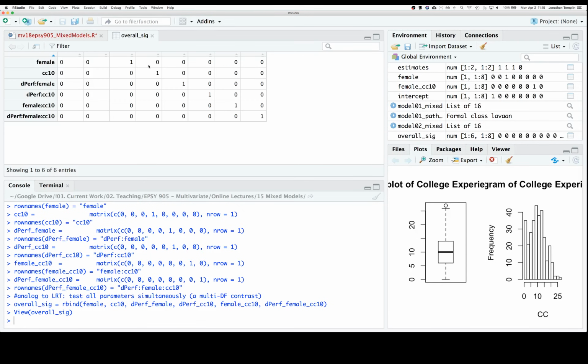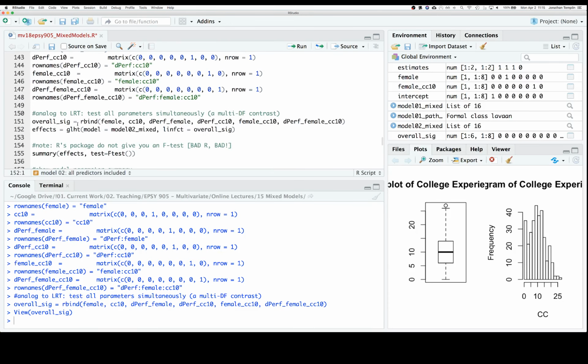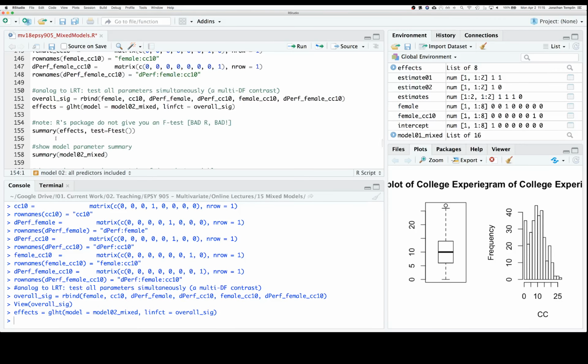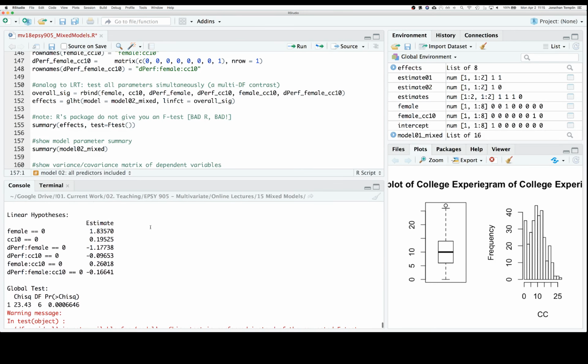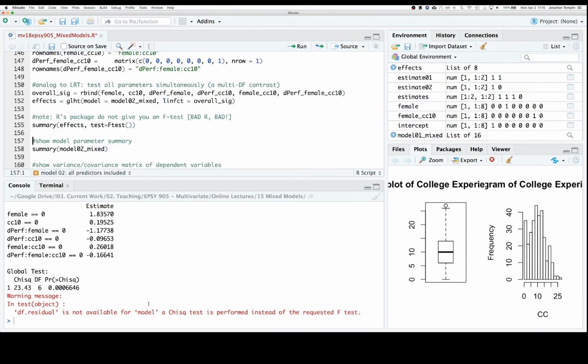This is what the matrix looked like, right? Just a 1 for each of these values. We use the GLHT function again, right here, to get our effects. And now, when we put that into the summary function, we're going to add a new argument where we say test equals ftest, and in parentheses it gives this to us. And when we do that, it doesn't really give us an F test. That's not cool, because it doesn't think degrees of freedom is available. But instead it does give us this global test right here, and that's what we're after. This is a 6-degree of freedom test, 1 for each of the parameters in the model.